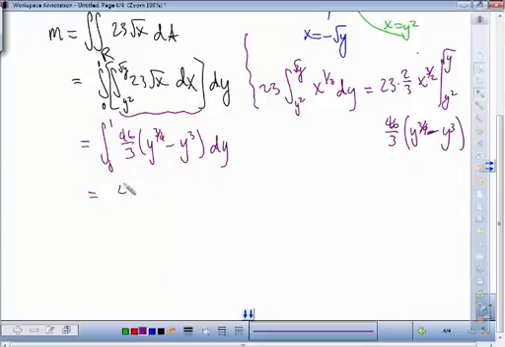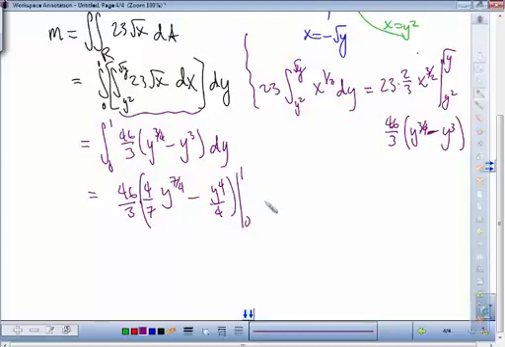This will be 46 over 3 y to the 7/4, add 1, divided by 7/4 or times 4/7. Nothing cancels, huh? Minus y to the 4th over 4. Evaluate from 0 to 1. So if I put 0 in, everything's going to disappear. So let's just put 1 in. 46 over 3, 4 over 7, minus 1/4. Whatever that is.